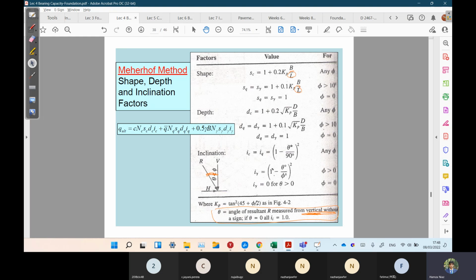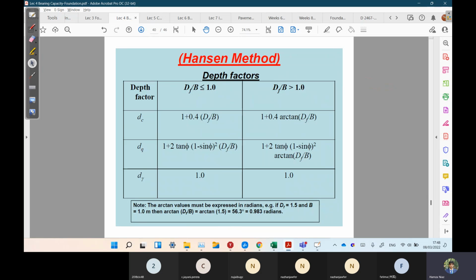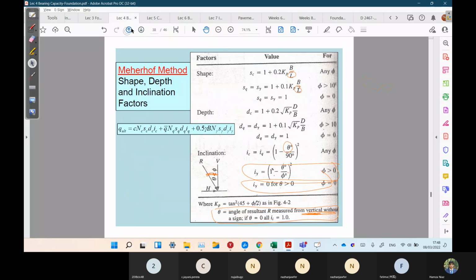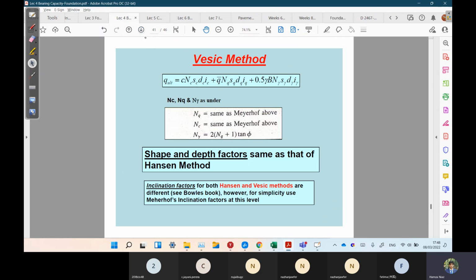So simply put theta here, calculate IC and IQ. Simply put theta here and phi here, calculate I gamma, for phi greater than 0 and phi equal to 0. After these, we have ground factors and base factors. Yes, these are depth factors for the Hansen method. These were depth factors for Meyerhof, and these are depth factors for Hansen. Hansen and Vesic, Vesic also has the same.